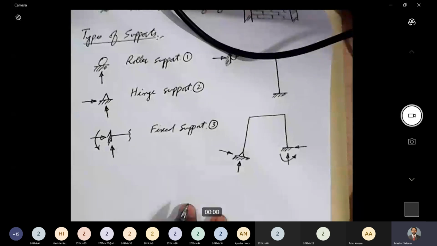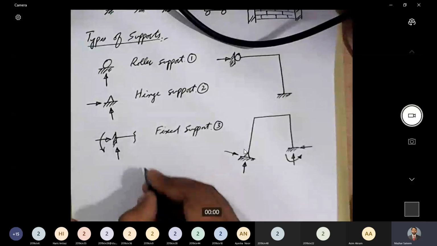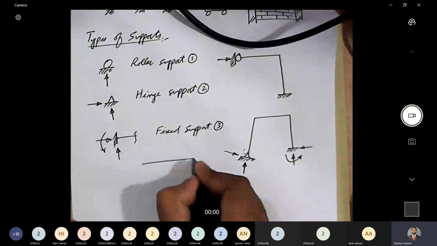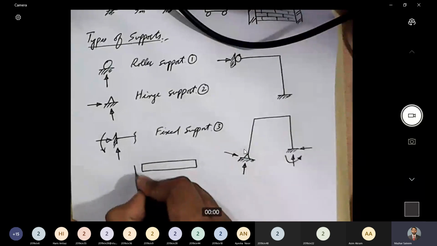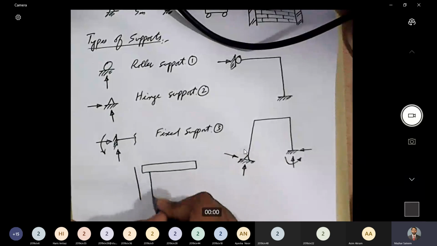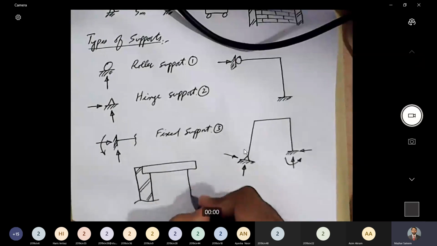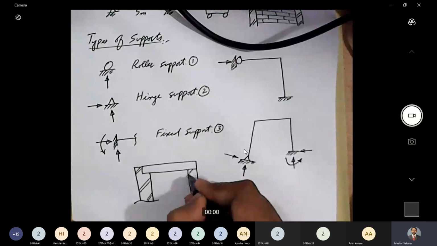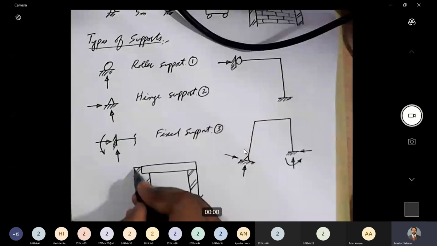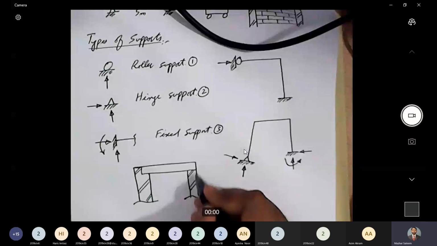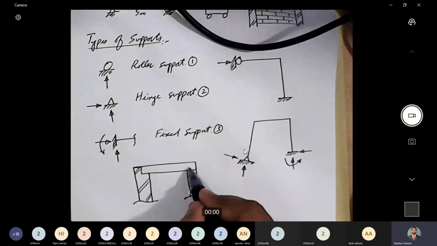Okay, now thank you. Now one question is how do we provide these supports in real structures? A simple example would be, let's say, this is a beam. So if we want to provide a hinge support, hinge support is provided like this, and roller support is provided like this. You can see that in this case, this is a column and this is a beam. The column is not providing any restraint against the horizontal movement.